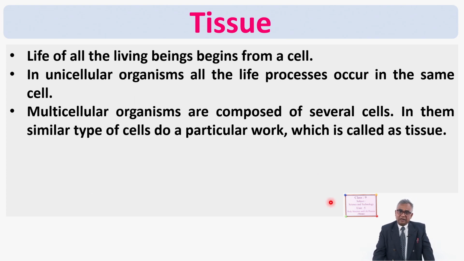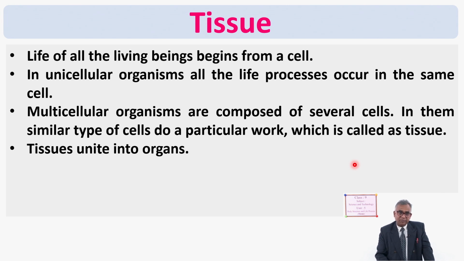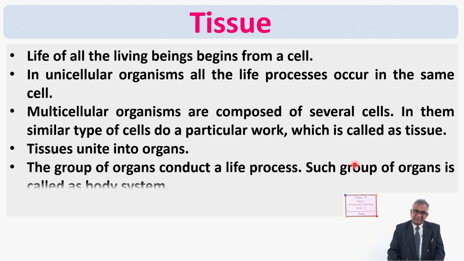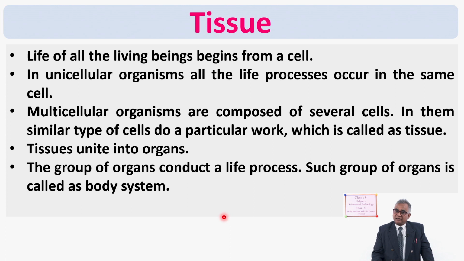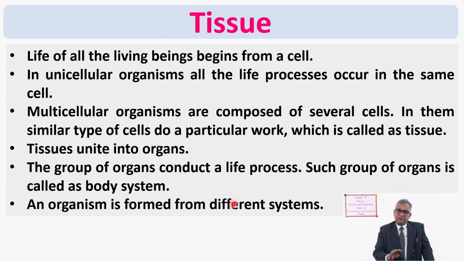Multicellular organisms are composed of several cells. In them, similar type of cells do a particular work, which is called as tissue. Already we have finished. Tissues unite into organs, and the group of organs conduct a life process. Such group of organs is called as body system, or only system we mention, and these systems form whole organism. Okay.